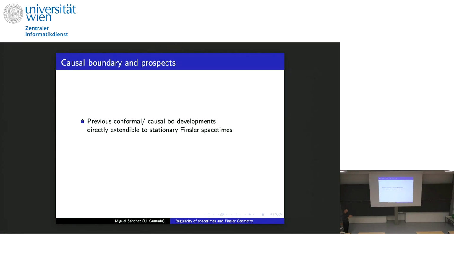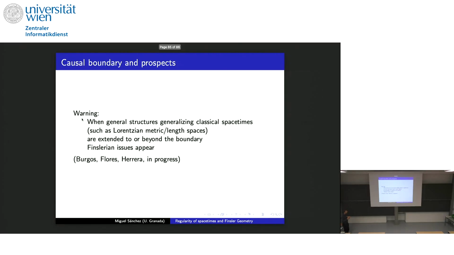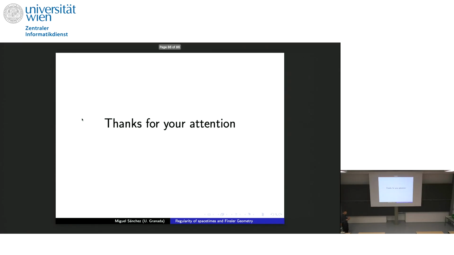On the one hand, a nice thing is that these previous conformal and causal boundary developments can be more or less extended in a direct way to stationary Finsler spacetimes. And in general, the transition from Lorentz to Lorentz-Finsler for cones and causality is not so different, because the Finslerian ingredients were implicit previously. However, this produces a warning. The warning is that when general structures, which generalize classical spacetimes as Lorentz metrics or Lorentz spaces, are extended beyond the boundary, then these Finslerian issues always appear, okay? And in fact, there is a work in progress by Burgos, Flores, and Herrera showing that this happens. Well, that is all. Thank you for your attention.